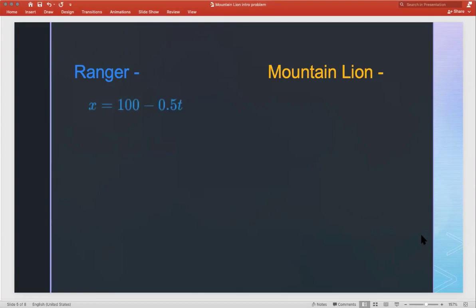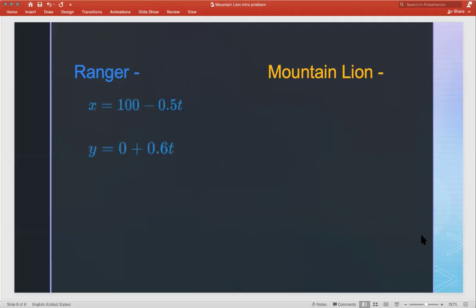Now it's minus because he's heading west. Now in terms of his vertical motion, this is where you want to think of that ordered pair as (100, 0). His vertical position is at 0, sitting right on the x-axis. And you're told that he's moving 0.6 miles north every minute. So that's going to be the equation y = 0 + 0.6t. So that's the set of parametric equations to represent the ranger.